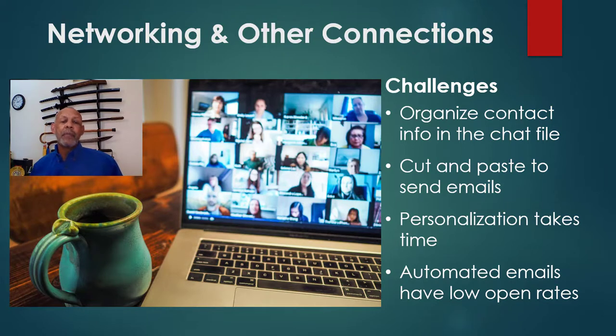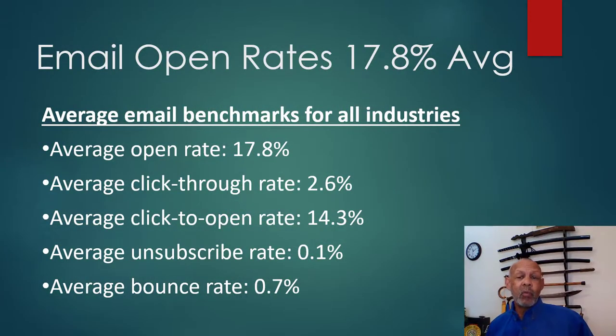So we need to know how I am going to reach out to these people and how I make it personal enough that they're going to want to read it and want to connect with me later on. Automated emails typically have very low open rates, so we want to make sure we don't send out just a standard message that doesn't get opened. If you're not familiar with these open rates, 17.8% is the average for email open rates these days, with a 2.6% click-through rate and a 14.3% click-to-open rate. We'll talk a little more about click-to-open in just a minute.